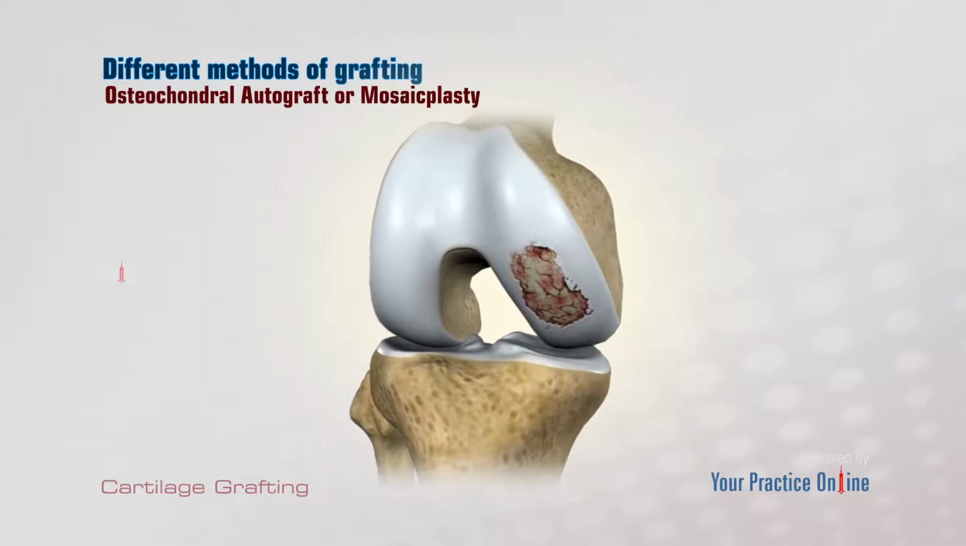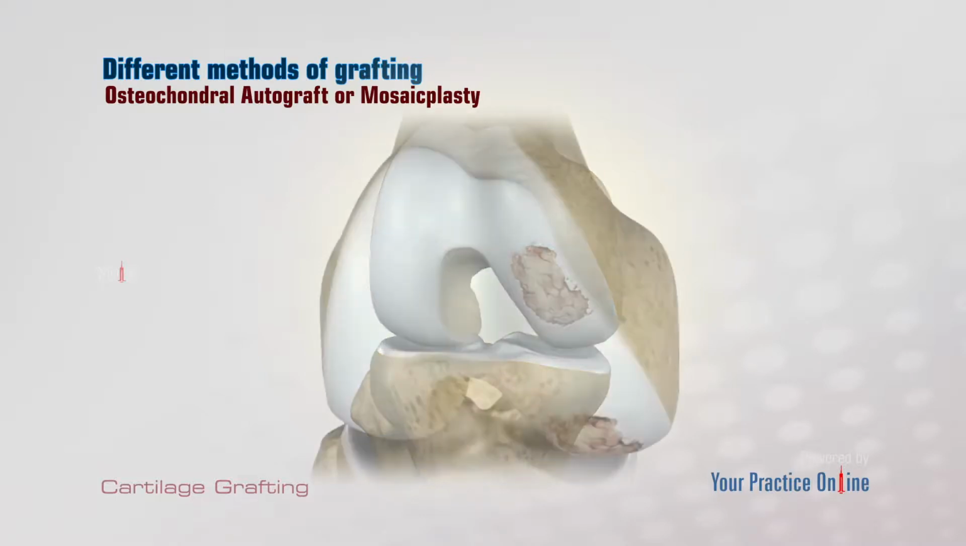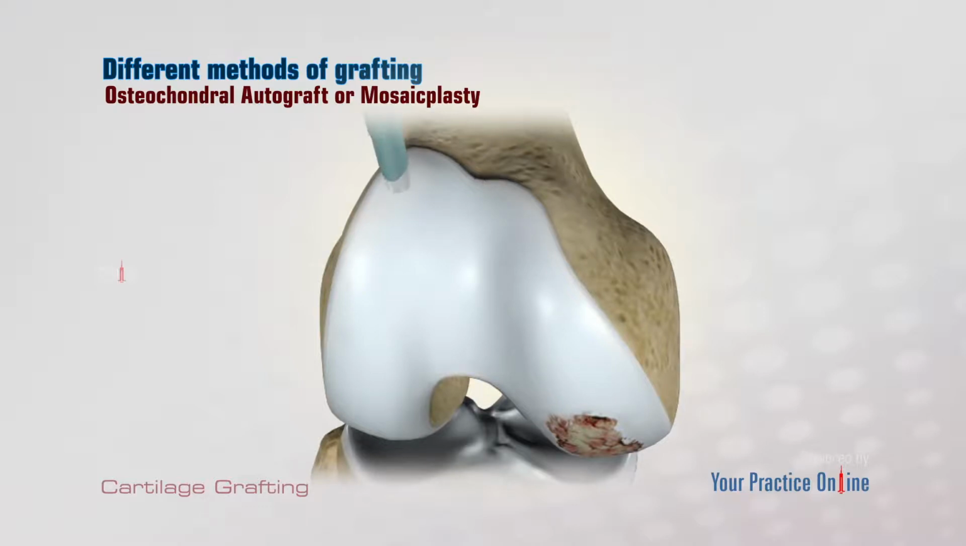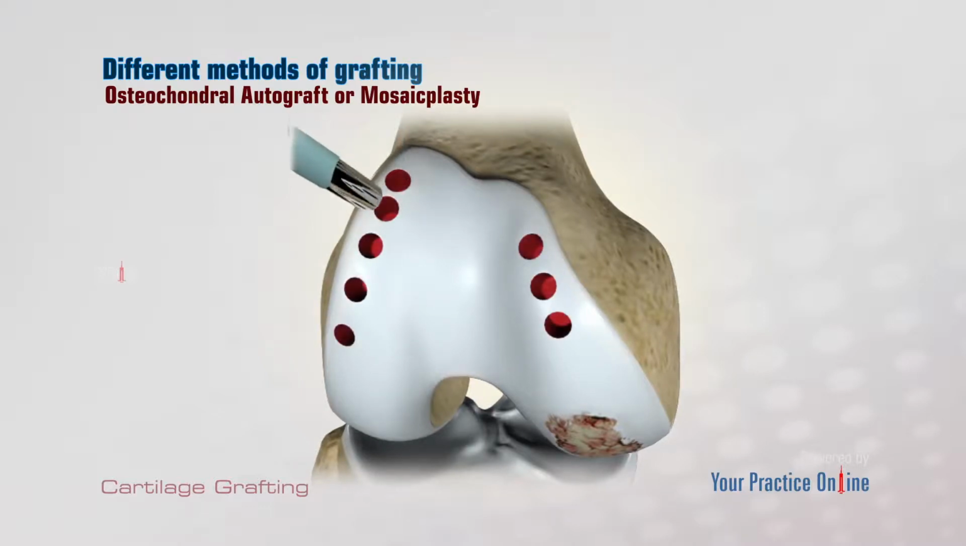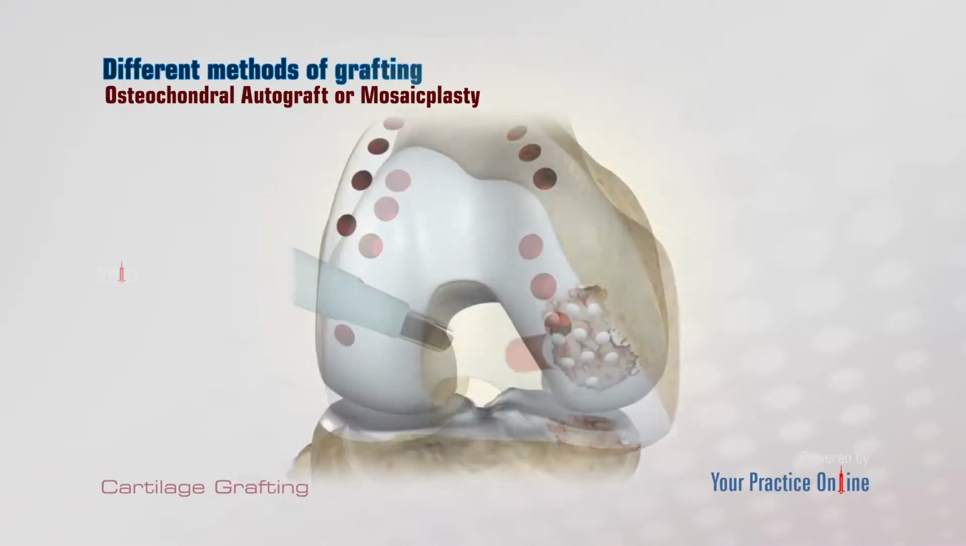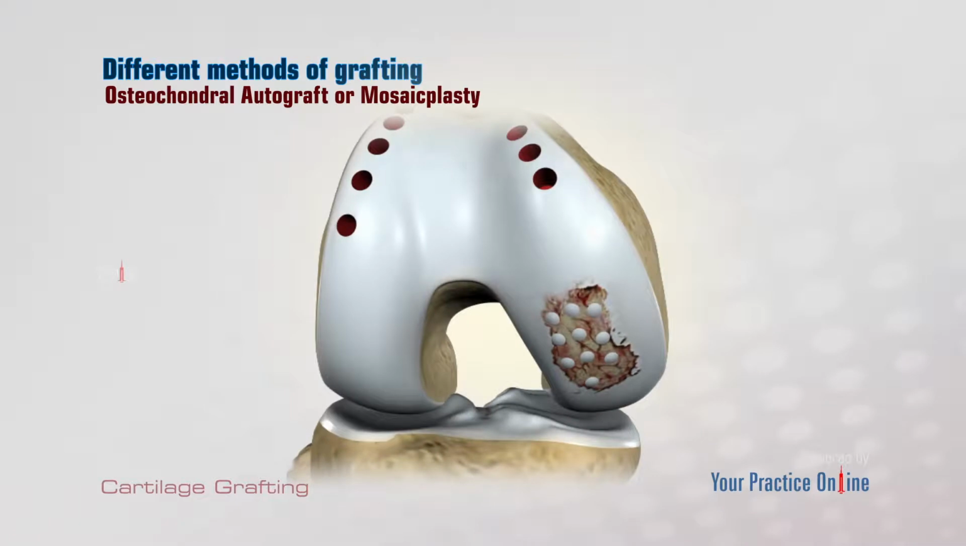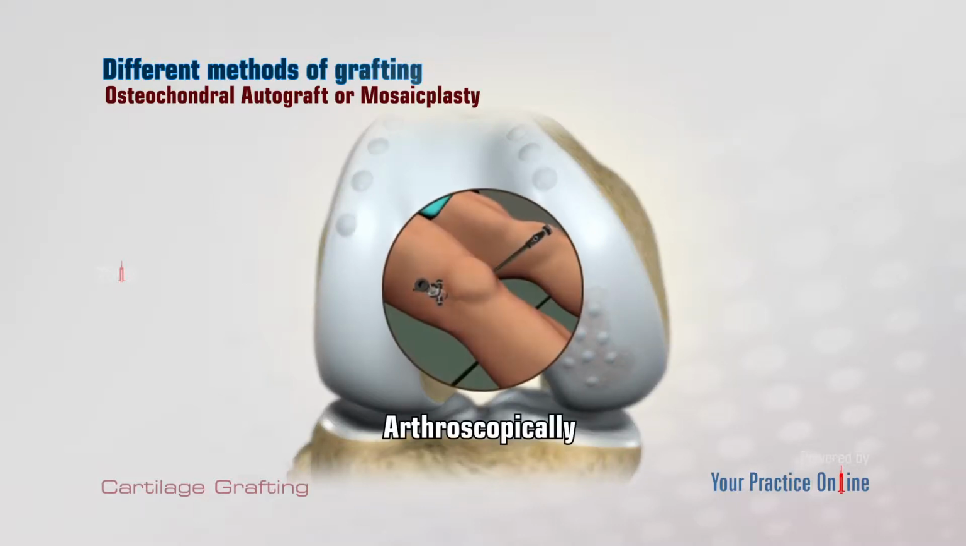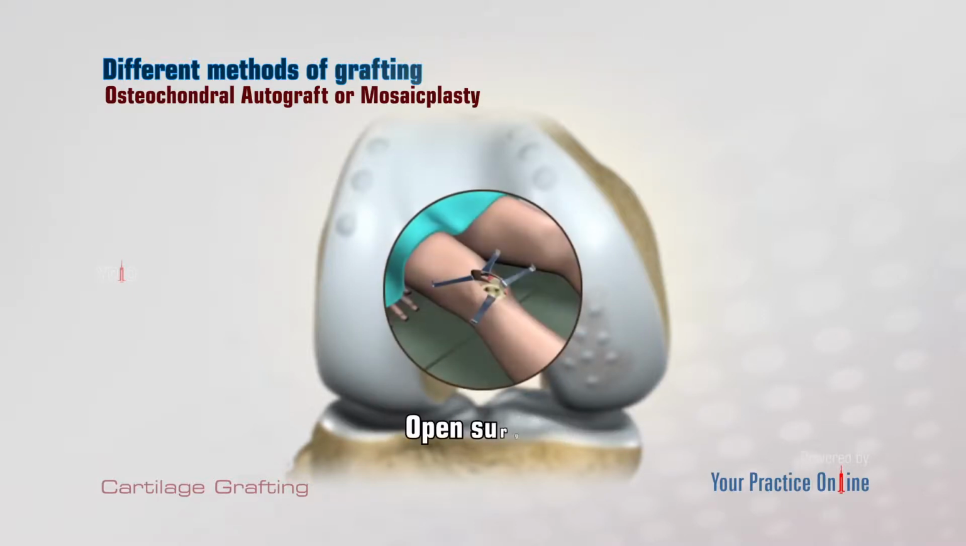Osteochondral autograft or mosaicplasty. This grafting technique is indicated in patients whose articular cartilage damage is less than 2 centimeters in diameter. In this procedure, the hyaline cartilage is harvested from a non-weight-bearing joint of the same individual, autograft, and transplanted in a mosaic pattern to the damaged area. The cells in the articular cartilage grow in the damaged area to promote healing. This procedure can be carried out arthroscopically or through open surgery.